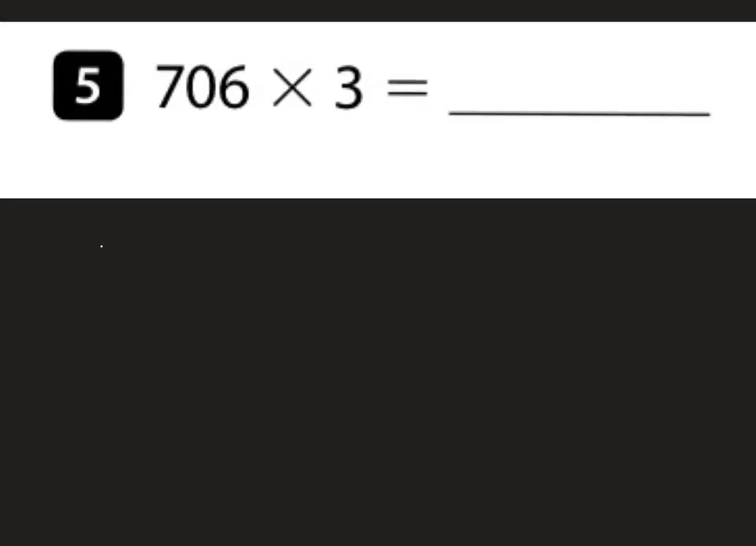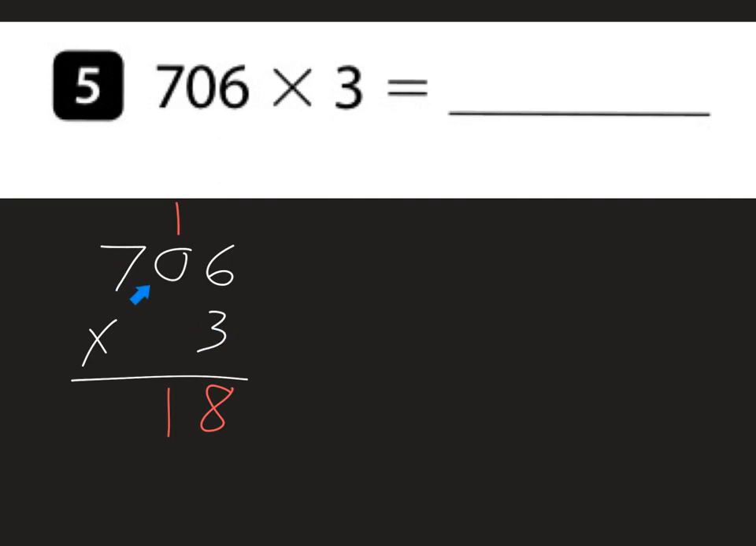All right, number 5, 706 times 3. Let's distribute the 3 to our units, tens, and hundreds. 3 times 6 gives me a product of 18. 3 times 0 will give me a product of 0 plus 1 would be equal to 1. And then finally, 3 times 7 will give me 21 hundreds. So the product of 706 times 3 will be 2,118.